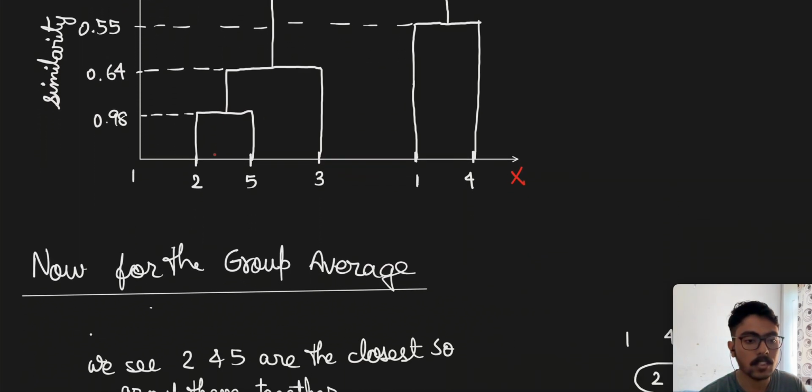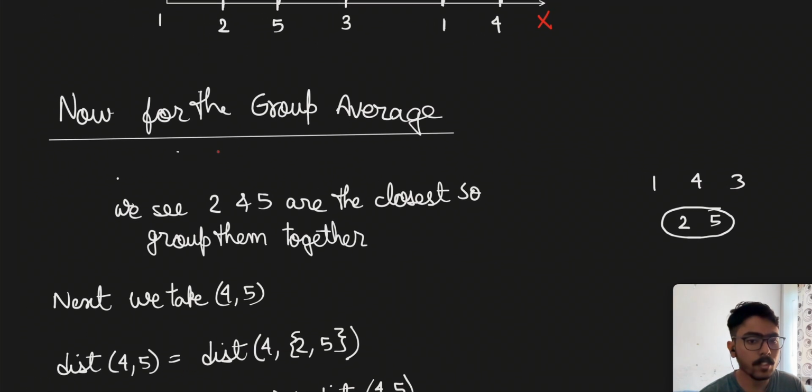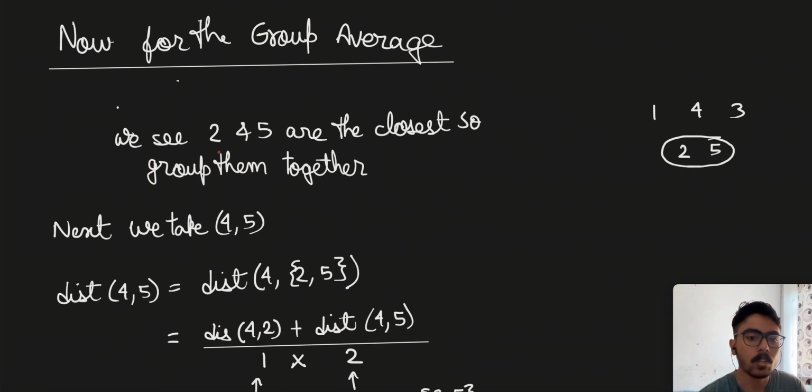Now we come to the last part, that is group average. In group average what we do is we take the average of the distances, and that is considered to be the distance of the point from the cluster. But since we are starting off, all the points are data points themselves, so 2 and 5 are the closest, so we group them together again.